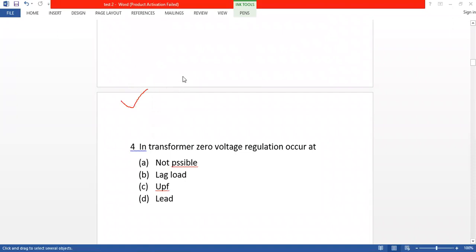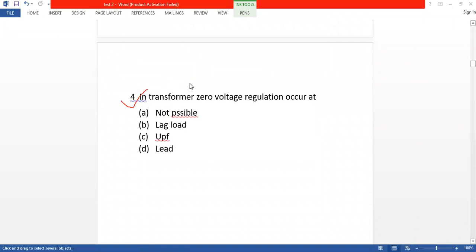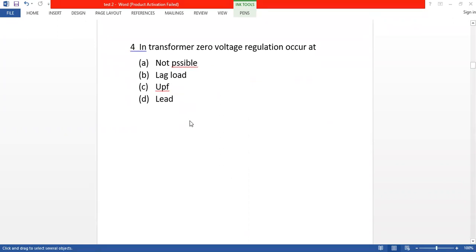Question number 4. In a transformer, zero voltage regulation is possible at what? Whether it is voltage regulation in a transmission line or a power transformer, both are the same concept. When you see the graph, this is an important question, asked a lot of times in competitive exams.